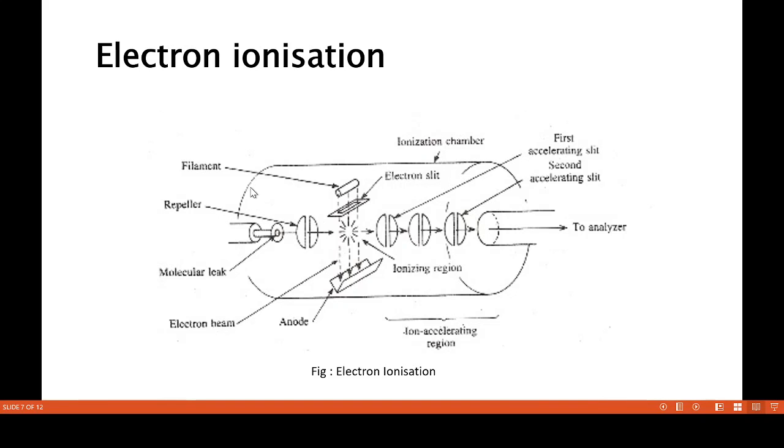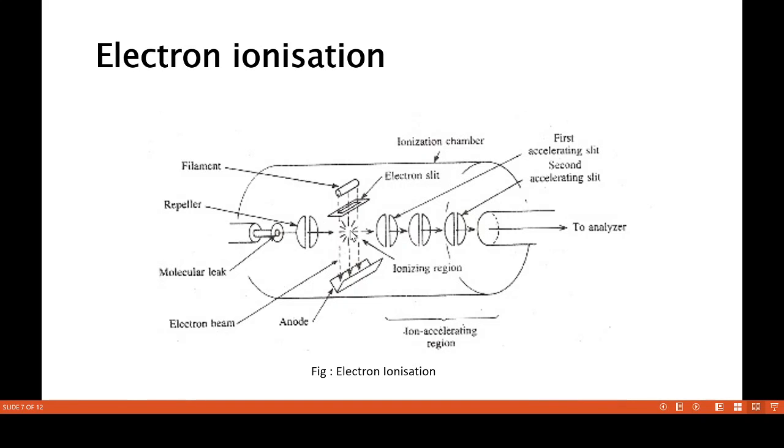Then this is a tungsten filament lamp through which high energy electrons are released. This high energy electron then passes through the electron slit and is bombarded on this analyte molecule. The electrons are bombarded on the analyte molecule. So what happens? These electrons remove one electron from the analyte molecule and we get a molecular ion.